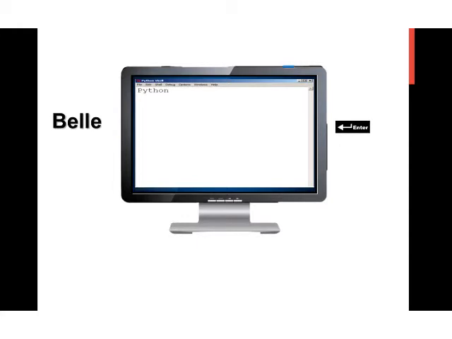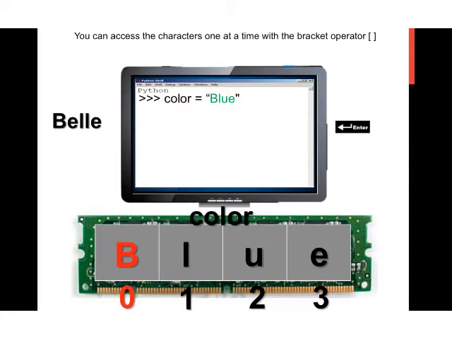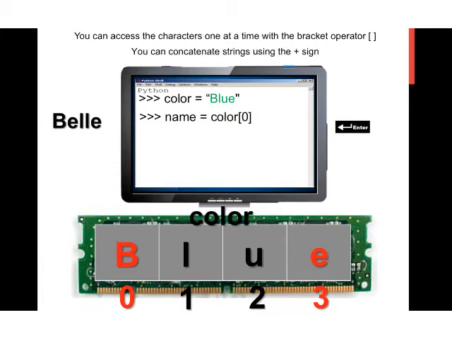One of the fine things to do with strings is manipulating the characters of the string. For example, if we want to create the name Bell using the characters from the string color, the first letter that we need is the letter B. Then how can we obtain the letter B from variable color? We can access the characters one at a time with the bracket operator by identifying the string name and the index of the character that we want to use, as name equals color 0. For the second letter of the name Bell, which is the letter E, we can call for the character as color 3. In this case, we can concatenate strings using the plus sign.